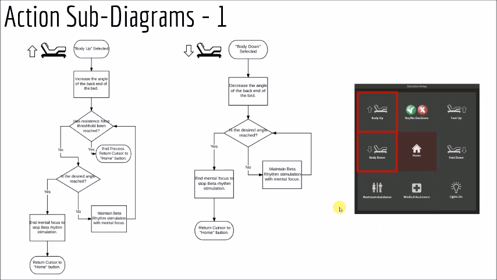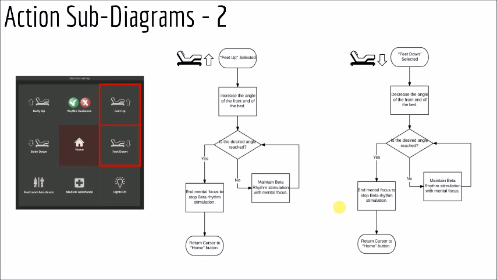After initial selection, the actions will execute to the extent desired by the user, returning the cursor to the home tile when finished. For the body up action, an extended increase in beta rhythm will increase the back angle of the bed, with the angle not surpassing an upper limit determined via the resistance force. The body down action will decrease the back angle of the bed upon the extended beta rhythm increase. In a similar fashion, the front angle of the bed can be increased or decreased via two separate functions.